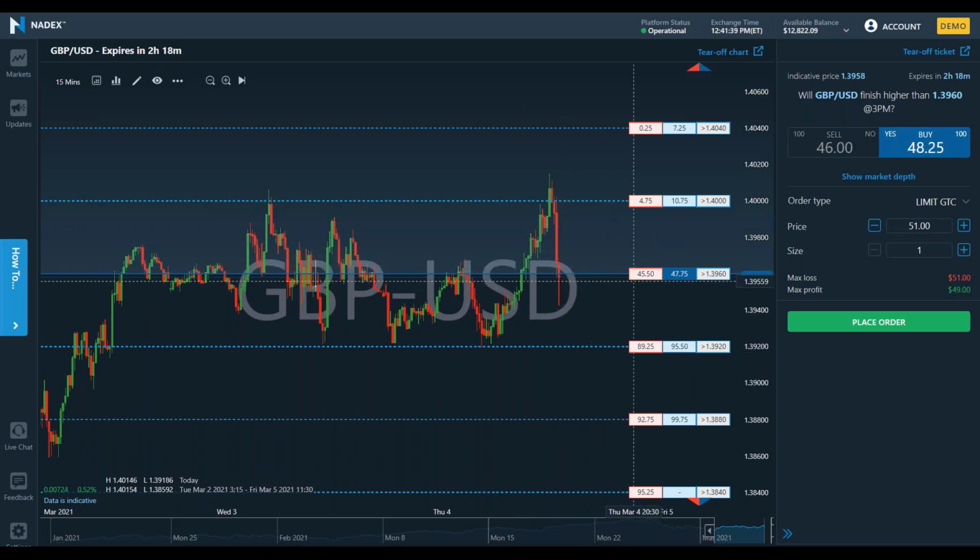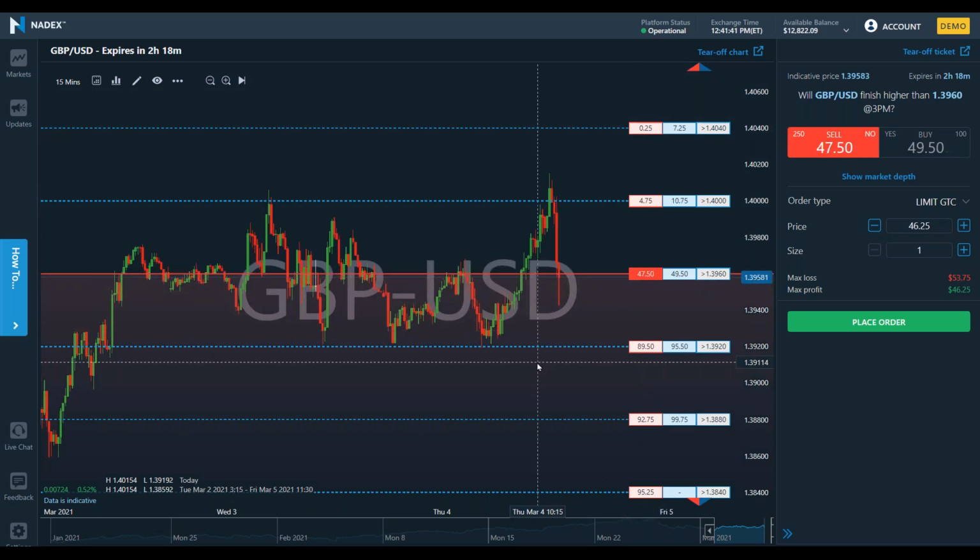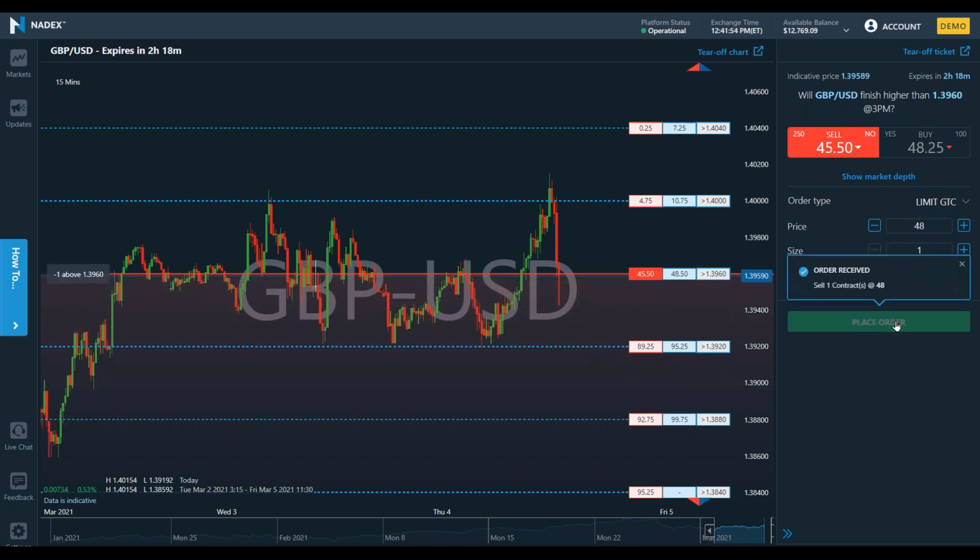Now, if I thought this were going to keep going lower, maybe I'd want to sell one at 48. I'm going to put 48 in here. If I were to sell one at 48, I could try. It's between the bid-ask spread. In fact, let's go ahead and place the order. I'm trying to sell one at 48. There's my order. Maybe it'll trade, maybe it won't.